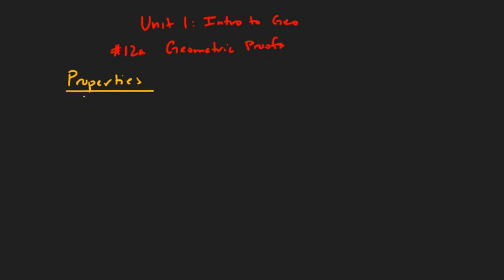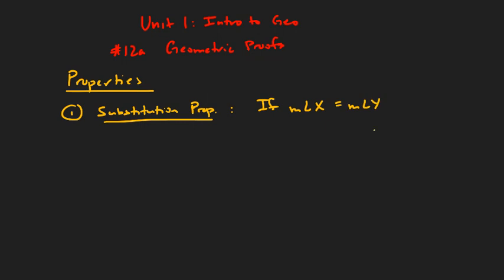So the first one is called substitution. I'm pretty sure you know what it means to substitute, right? For the substitution property, here's an example. If the measure of angle x equals the measure of angle y, and we have an equation somewhere, the measure of angle x plus the measure of angle z equals 180. Say we were given those two things.